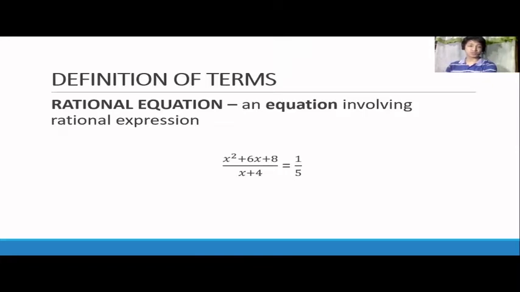The first one is rational equation. It's an equation involving rational expression. We have an example: x squared plus 6x plus 8 over x plus 4 is equal to 1 over 5. So basically, a rational equation is just an equation. The symbol you need to identify is the equal sign. Okay.